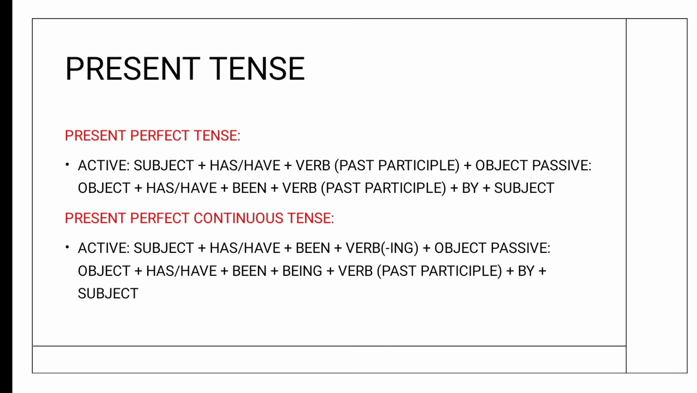Now we are talking about present perfect continuous tense. We know the formula of present perfect continuous tense in active form. We learned what it is: subject plus has or have plus been. Has been or have been, we learned in the tenses. Plus verb plus ing, because it is continuous, we'll get verb V1 plus ing, plus object.